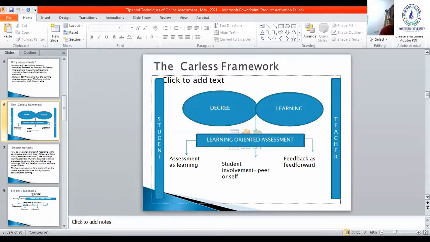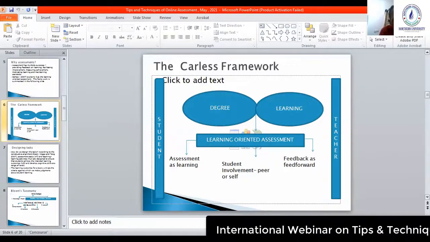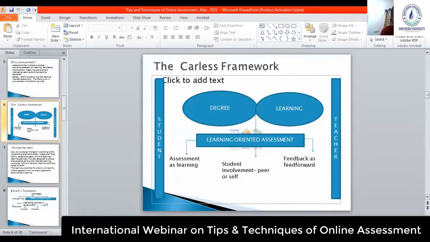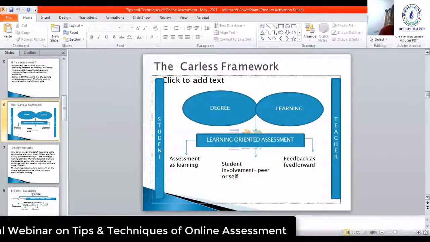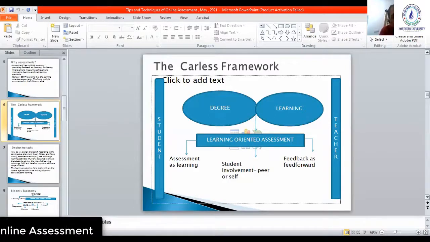But then what Carless says is, this leads to that learning-oriented assessment, which looks at assessment as learning. That means when we assess, it's a learning for the student. Again, student involvement: when students are involved in the group assignments that we give, or in the group presentations that we give, this involvement has peer and self-review. We ask them, okay, what do you think about your presentation? Do you think you have done well? Or where do you think you could have done better? So there's a self-evaluation that goes on as far as learning-oriented assessment is concerned, because of the involvement.